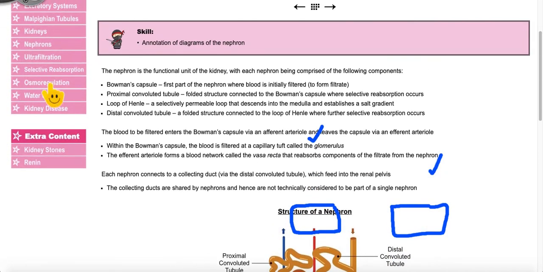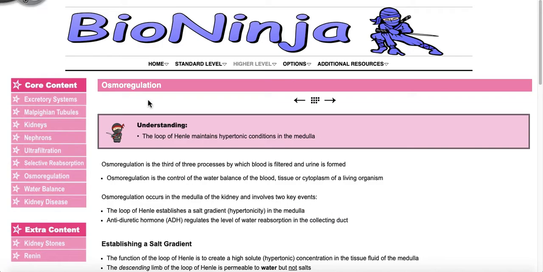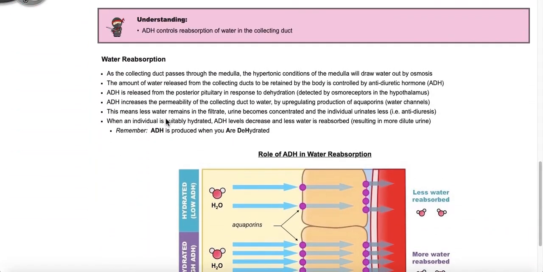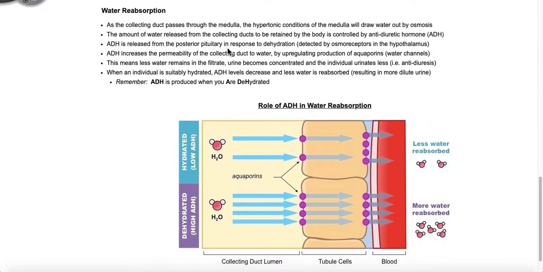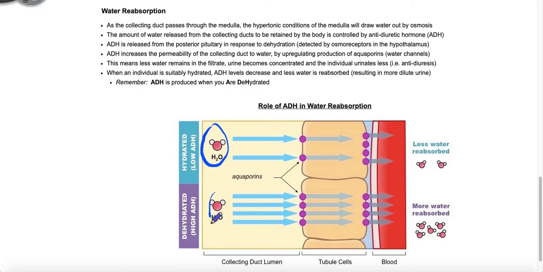All right, so let's go back to the slide here. So that's the second event. ADH controls reabsorption of water in the collecting duct. So here you have a diagram that is showing you the blood vessel. It's showing you the tubule cells, which are the cells on the exterior of the collecting duct, and then the collecting duct lumen. So in the lumen of the collecting duct, that's where water is going to be present. Okay?